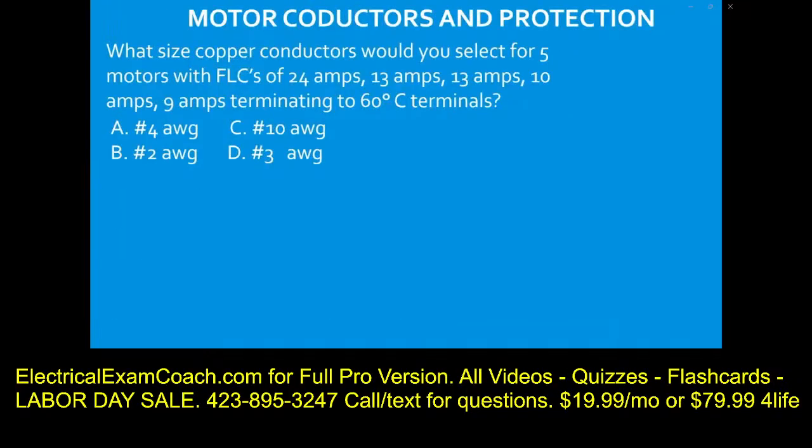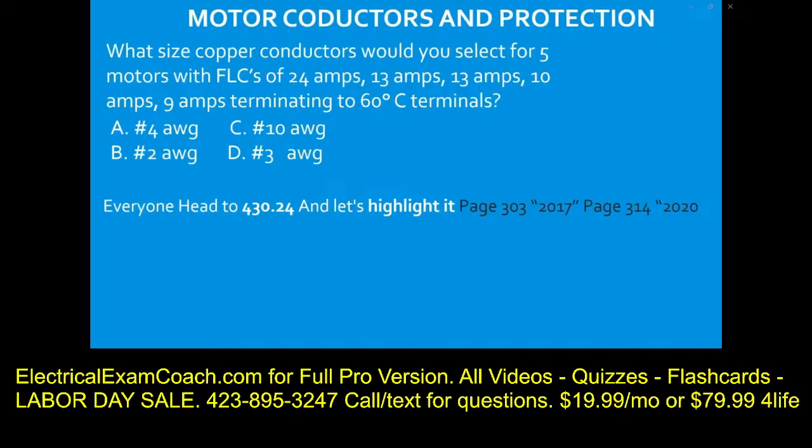What size copper conductors would you select for 5 motors with FLCs of 24 amps, 13 amps, 13 amps, 10 amps, 9 amps, terminating to 60° C terminals? Now this one can look like a bear at face value, but once I explain it, it's not very complicated. Everyone head to 430.24. It's on page 303 of the 2017 and on page 314 of the 2020.